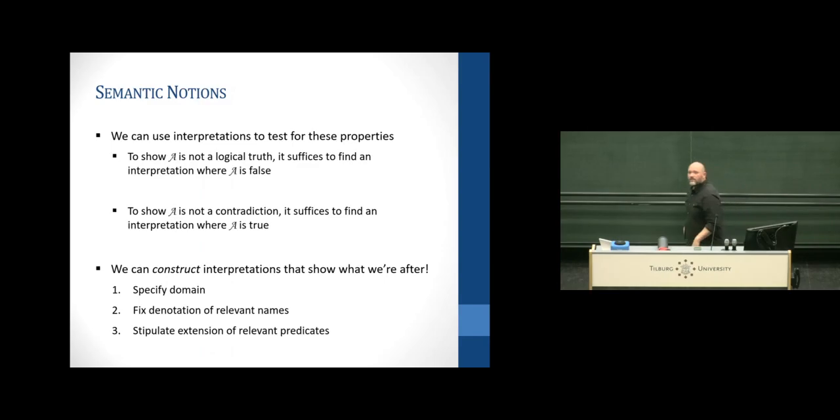How do we do this? Well, this is where the fun stuff happens. We build models. We build interpretations. We do it by specifying a domain, fixing the denotation of any relevant names, if there are any to be concerned with, and most importantly, stipulating the extension of the relevant predicates. Let me give you a few examples.